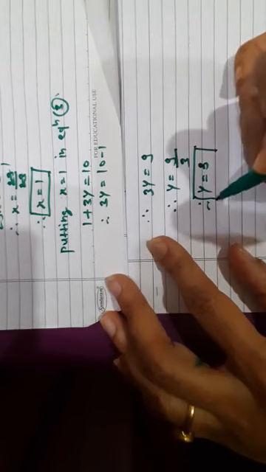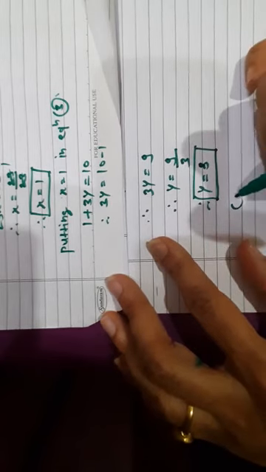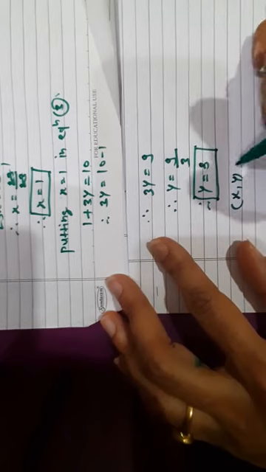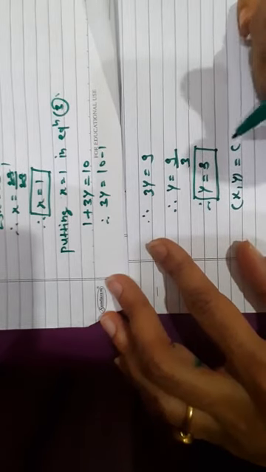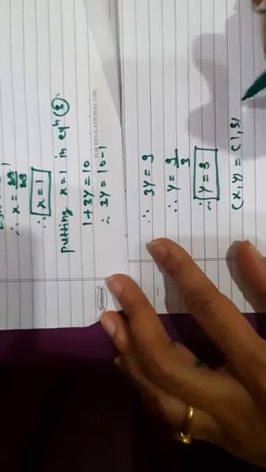So the solution of the given simultaneous equations is x comma y is equal to, the value of x is 1, therefore (1, 3) is the solution.